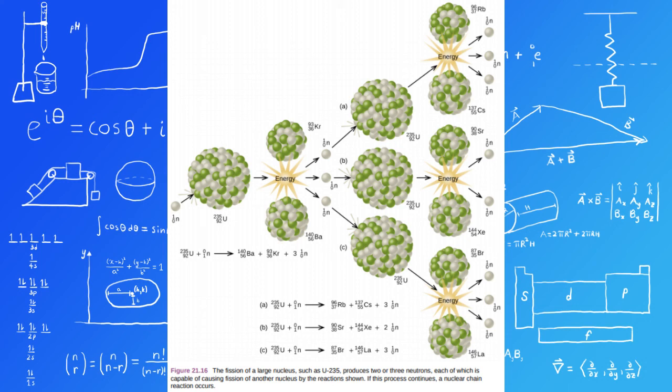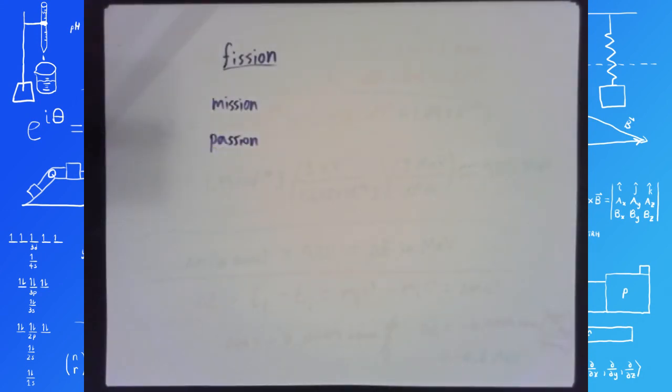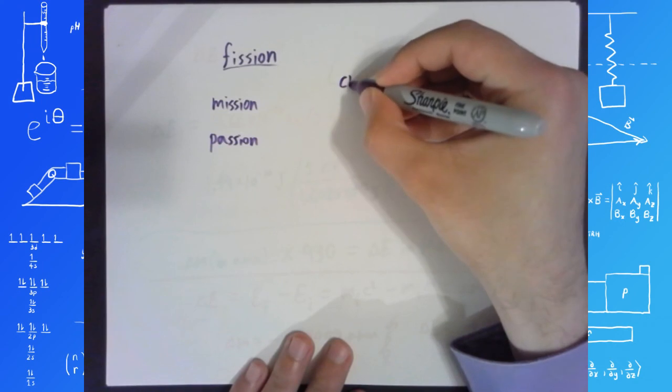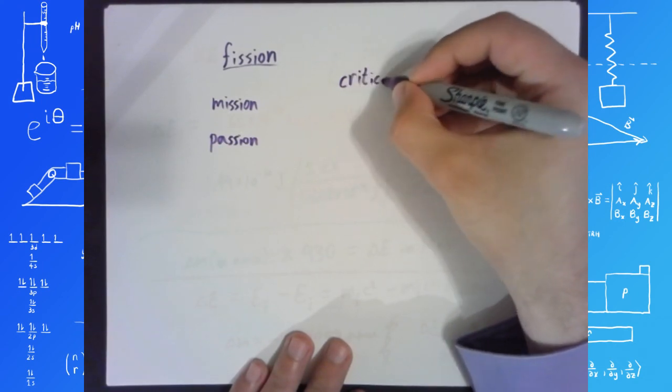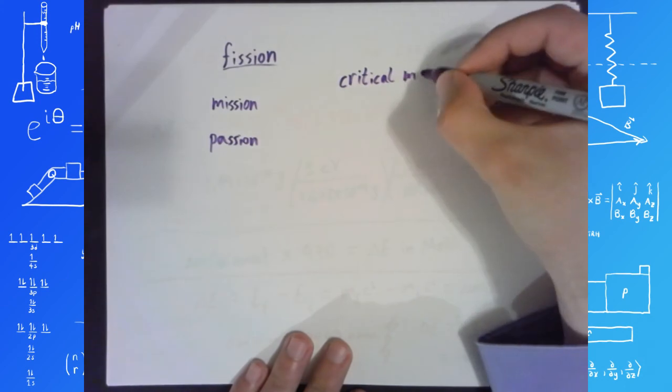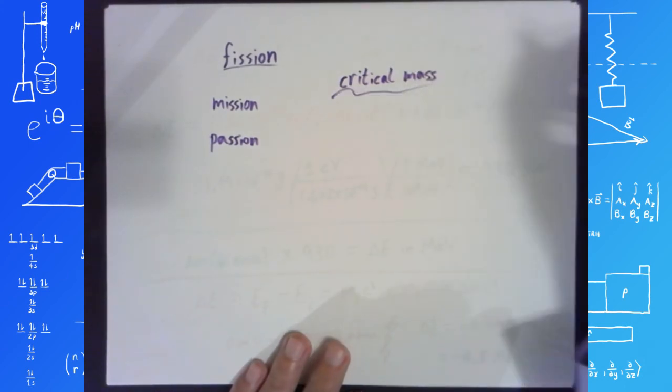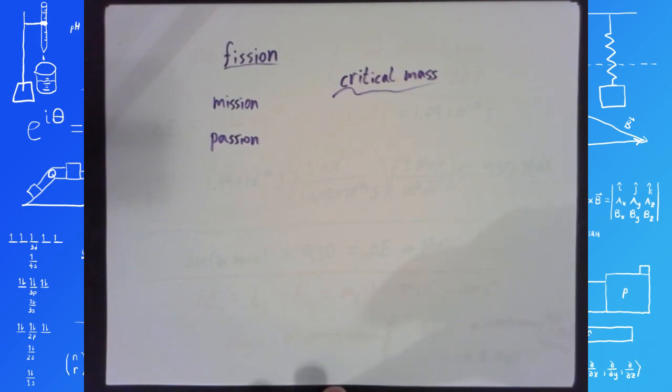So you have to have a certain minimum amount of uranium, and you have to densely pack it into a tight enough space to increase the likelihood that these new neutrons will run into them. Once you have that amount of uranium, you're said to have a critical mass necessary to initiate a chain reaction. So critical mass is the minimum mass necessary to create a sustained chain reaction.